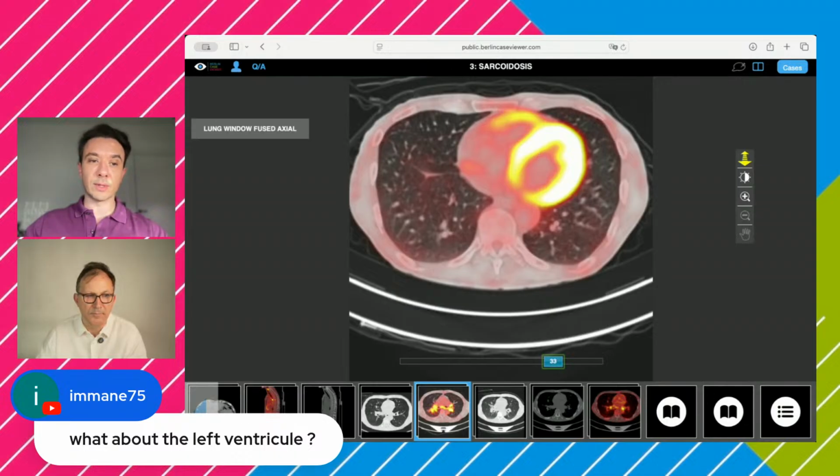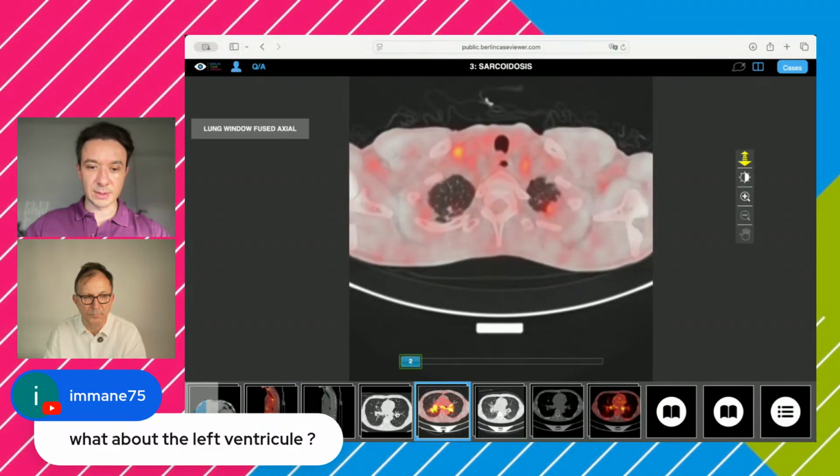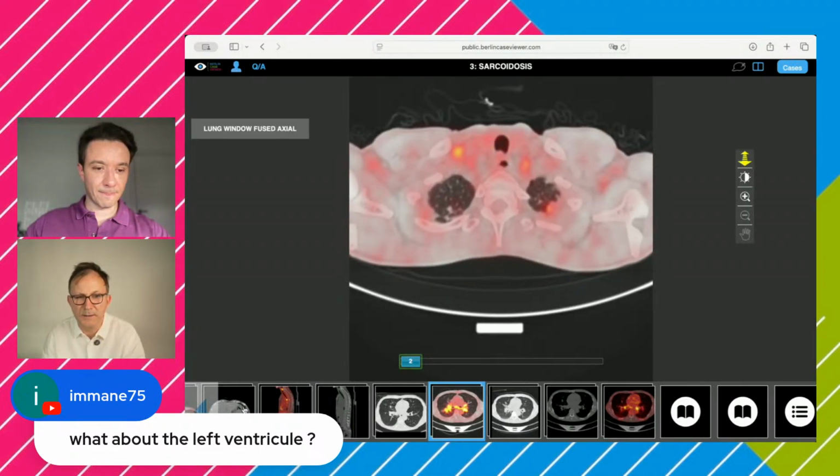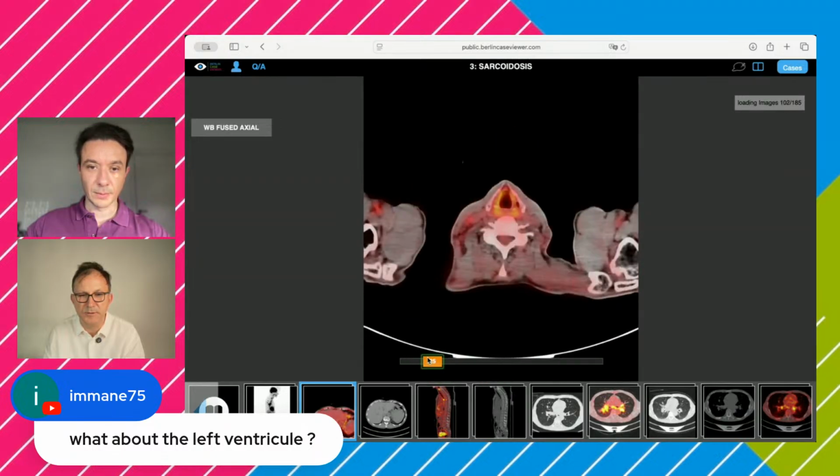You need to redo the scan with cardiac protocol. You have to put the patient on a low-carb diet for at least 48 hours. 24 hours is not enough. You have to do at least 48 hours and do a cardiac protocol. So I cannot assess the cardiac activity in this patient. So cardiac preparation needs days.